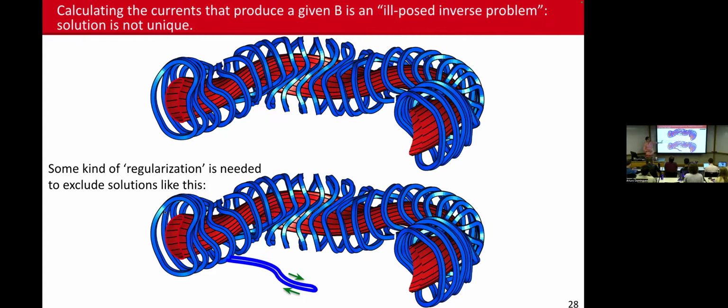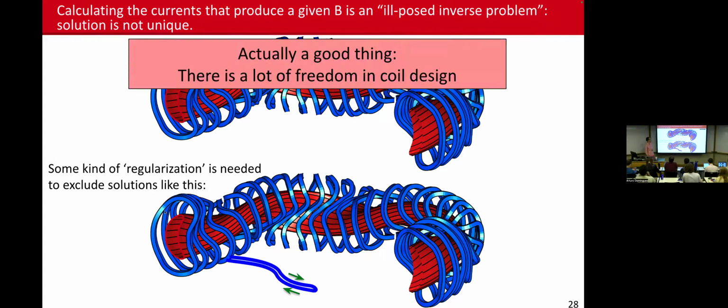But they produce the same field. So how do we actually avoid this when we do coil optimization? Well, we need to do what's called regularization, similar to this polynomial bit. And actually, you can think about this fact that very different coil designs give you the same field as, in a sense, a good thing.